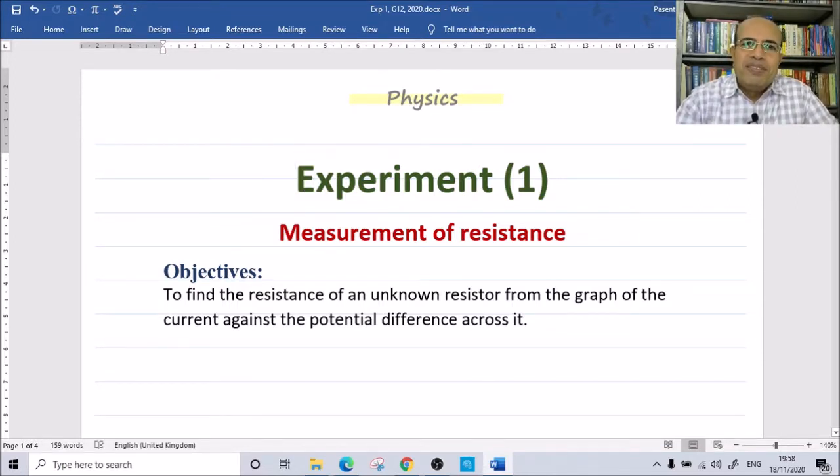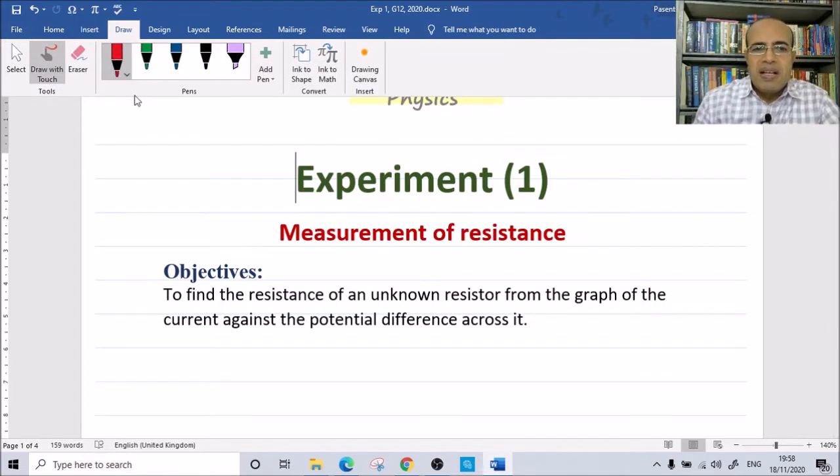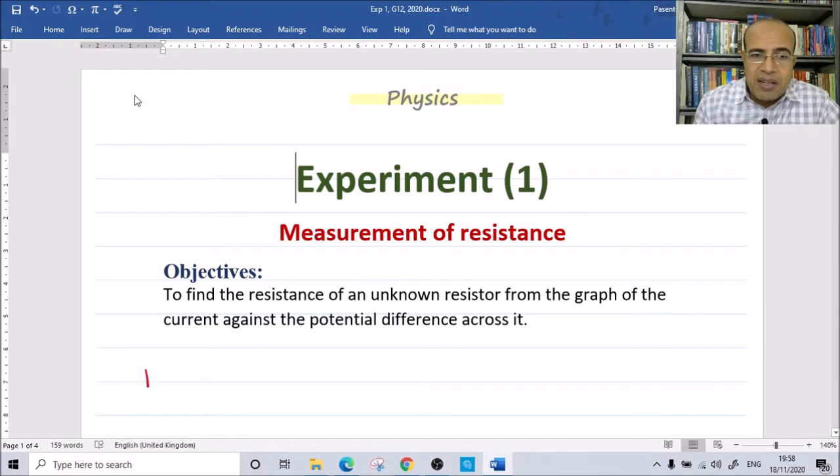Experiment number 1. Measurement of resistance. Objective: to find the resistance of an unknown resistor from the graph of current against the potential difference across it. We know that the relation between resistance, potential difference and current is R equals V over I.